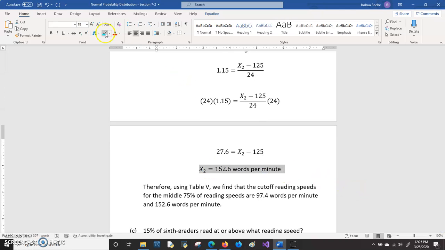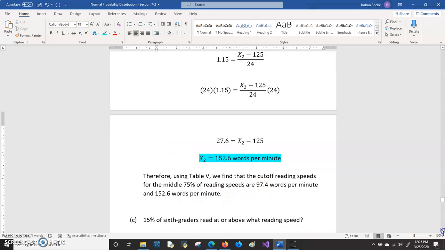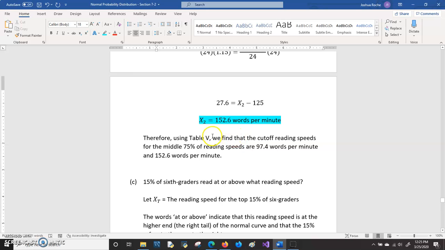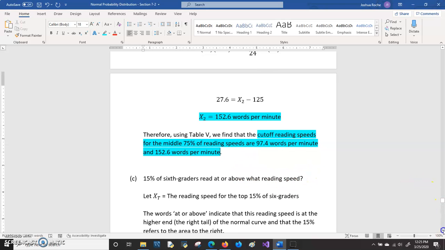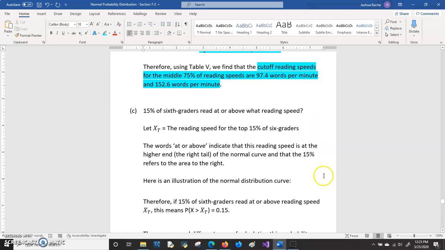Same conclusion that we got using the calculator. The cutoff for the reading speeds of the middle 75% are 97.4 words per minute and 152.6 words per minute. In the last video, we'll go over Part C.